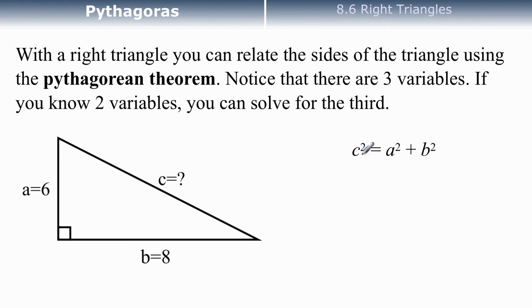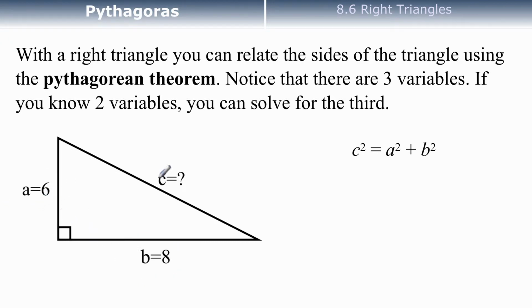Okay, so the Pythagorean theorem says that if you take this side and square it, and then take this side and square it, and then add those two, and take the square root, that'll give you the other side. Or it's c squared, the hypotenuse squared, is equal to the sum of the other two sides squared. Now, let's do this actual example here.